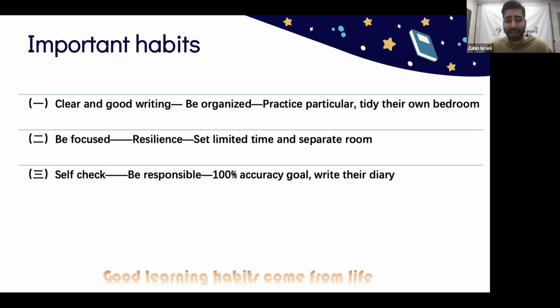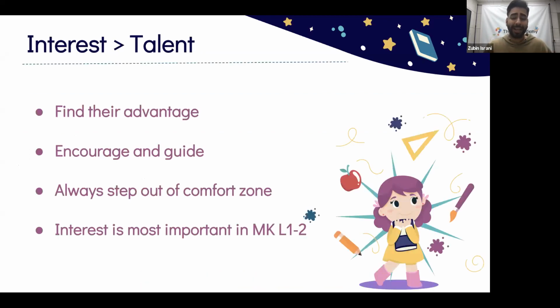And I know I've honed on it again and again, but it's grade 1 to 2. If they're not built right now, it becomes problematic later. Interest is more important than talent. I always tell this to parents. I know you guys are worried about the score right now, but for grade 1 to 2, the first thing needs to be your interest, right? Kids need to have a passion for the subject.